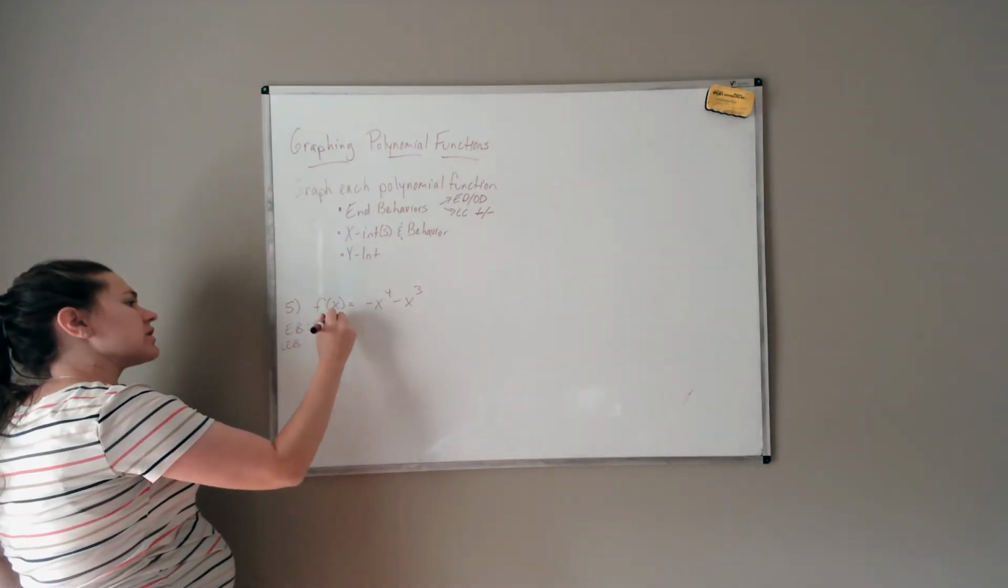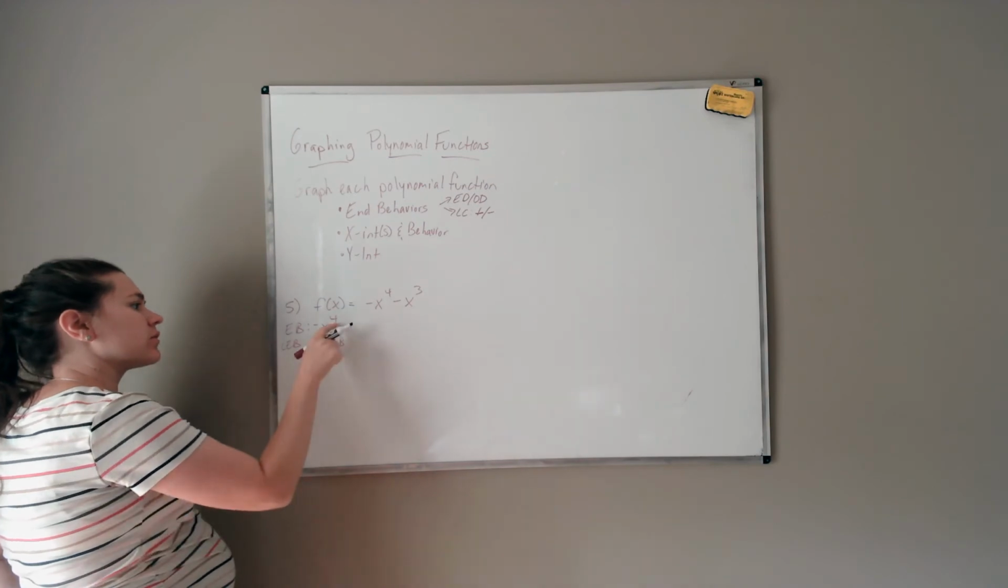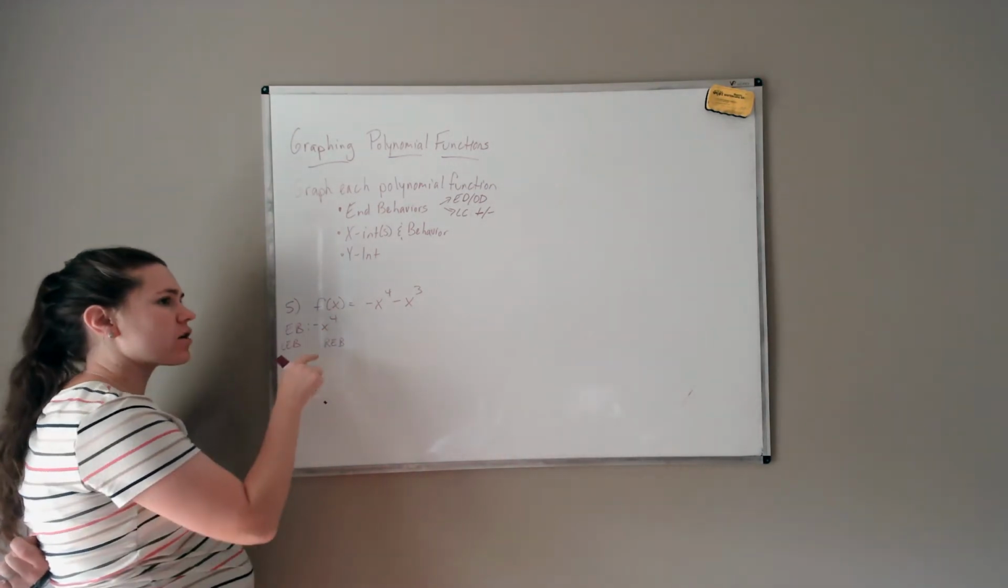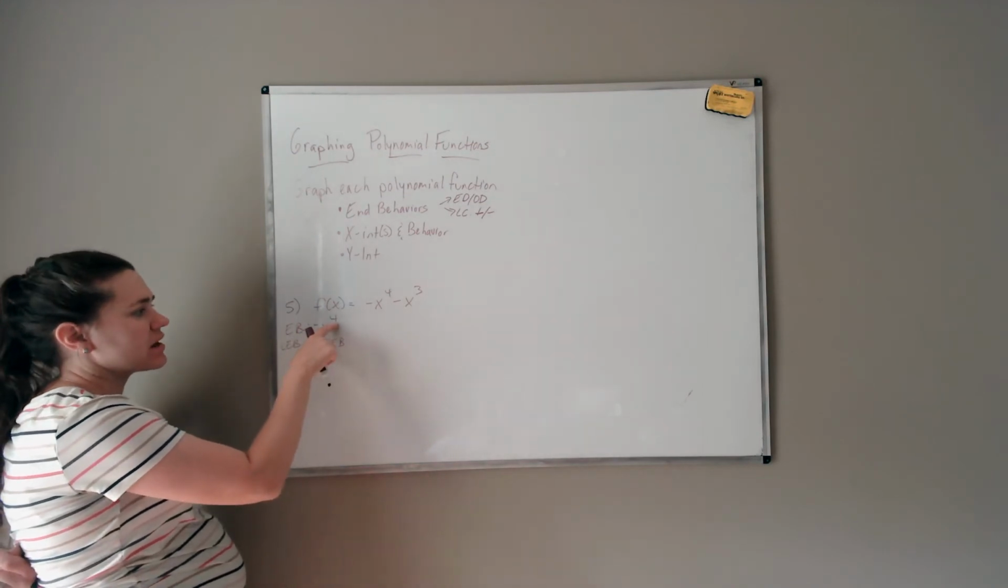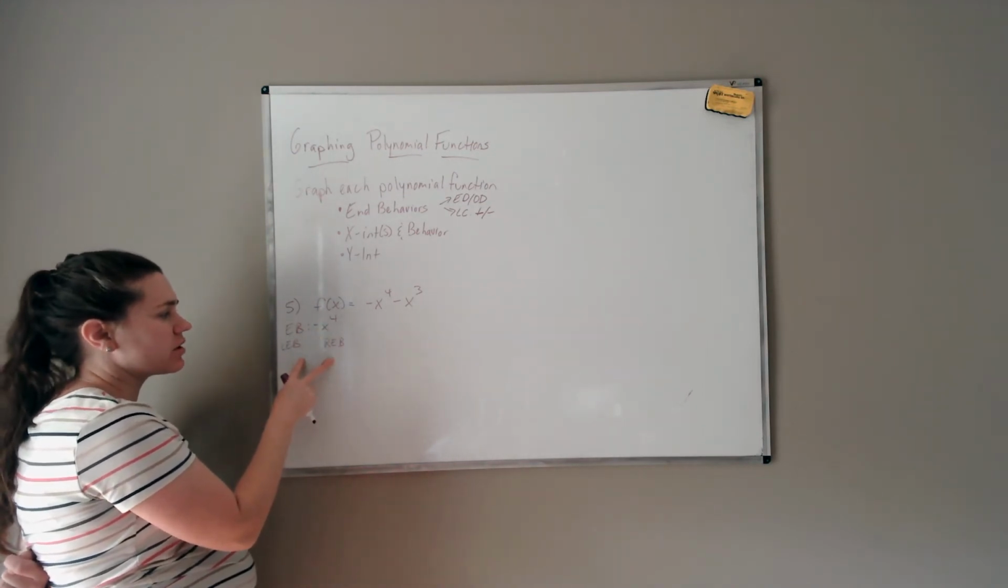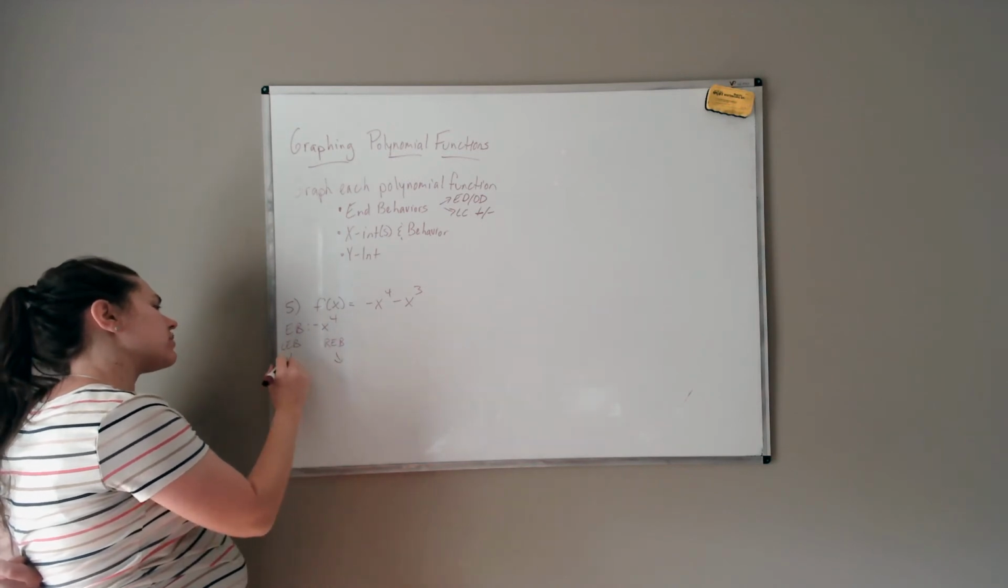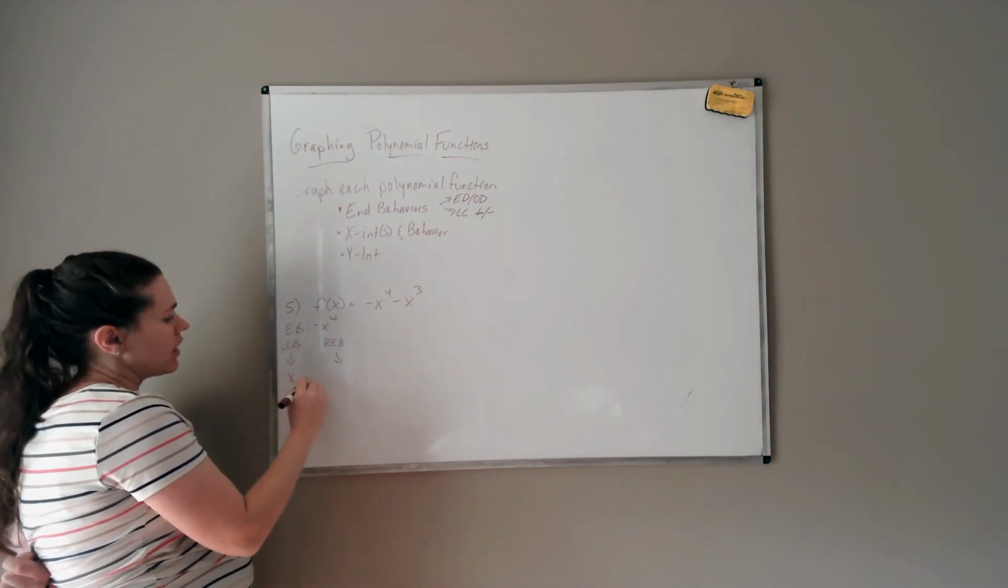We can see the leading term is negative x to the 4th. The degree is even, right? And the leading coefficient is negative, so the degree being even means they're going in the same direction. The fact that the leading coefficient is negative means the right end goes down, so the left end goes down.